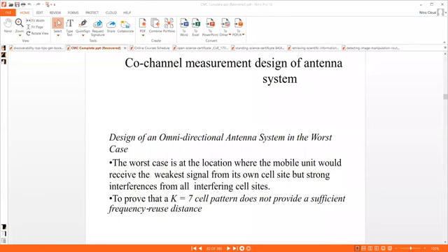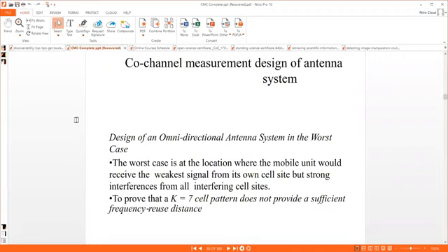antenna system. Now, let us look at design of an omnidirectional antenna system in the worst case. What is meant by the worst case? The worst case is at the location where the mobile unit would receive the weakest signal from its own cell site, but strong interferences from all interfering cell sites.